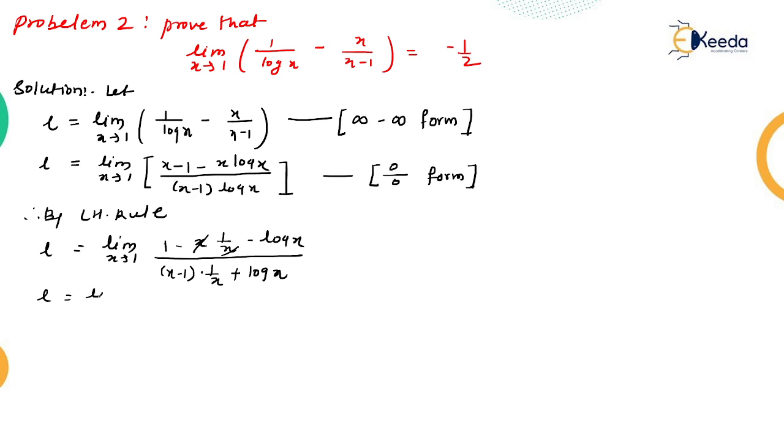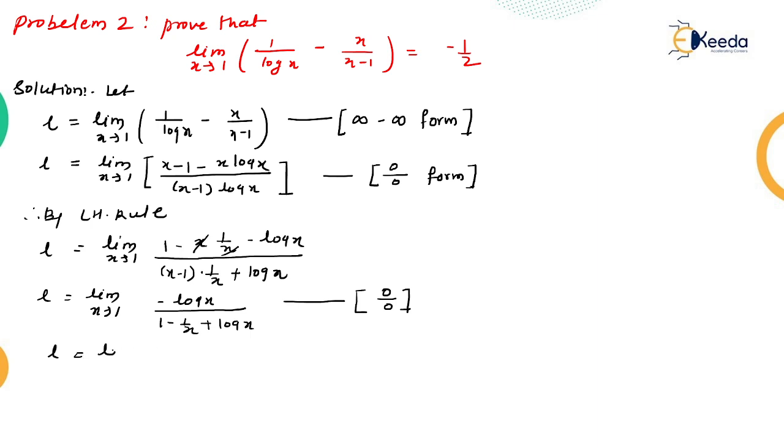So therefore L is equal to limit as x tends to 1 of the remaining terms: 1 minus 1, that is 0, minus log x, divided by, multiplying by 1 by x in this bracket, 1 minus 1 by x, plus log x. Now again you have to observe. It again takes 0 by 0 form, and again you have to apply the L'Hospital rule, guys.